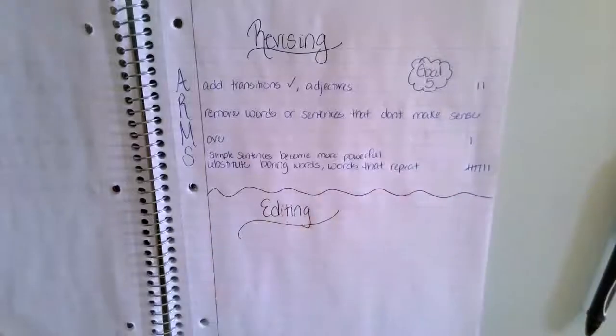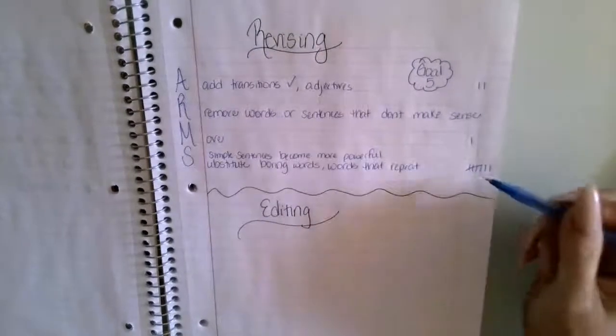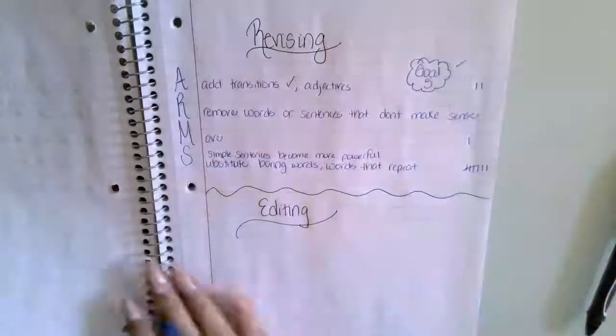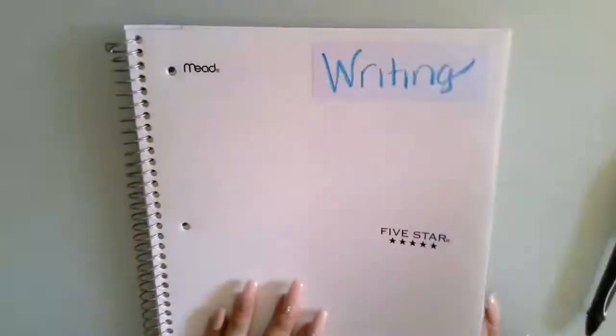Yeah, I like substituting. So did I reach my goal? Let's see. 7, 8, 9, 10. I doubled my goal. So yes, I did. Good job. All right, if you have any extra time after all of that, and that took a little while, then you can go to IXL and work on language arts. Okay, so that was revising for our writing.